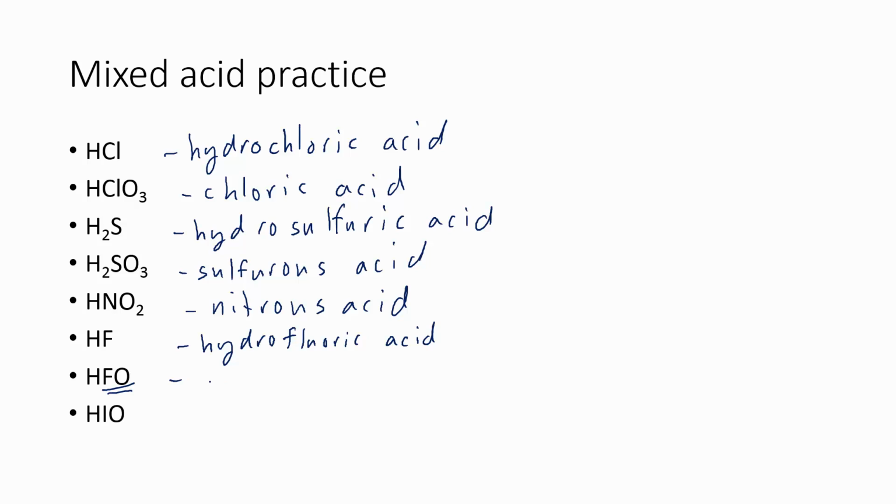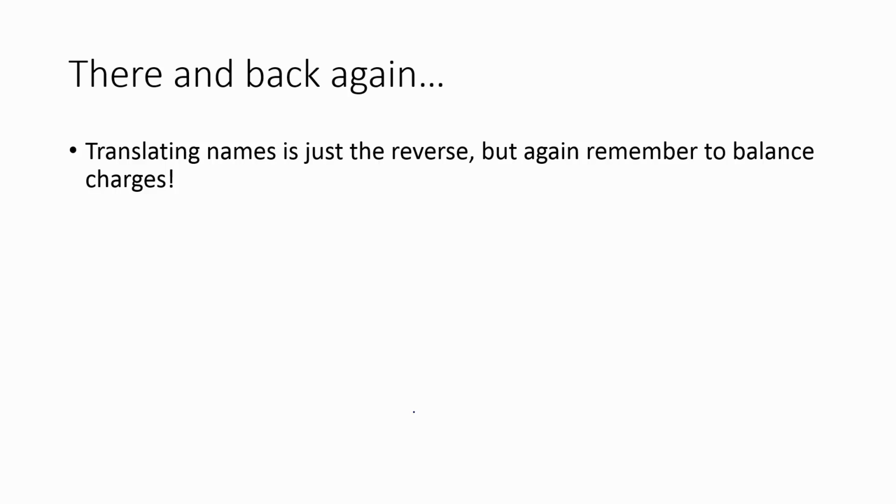FO minus is the hypofluorite ion. So I say hypofluor, so hypofluorite ion, acid. Same thing here. Hypoiodite would be hypoiodous, or the acid, and the word acid. Excellent. So there and back again, right?